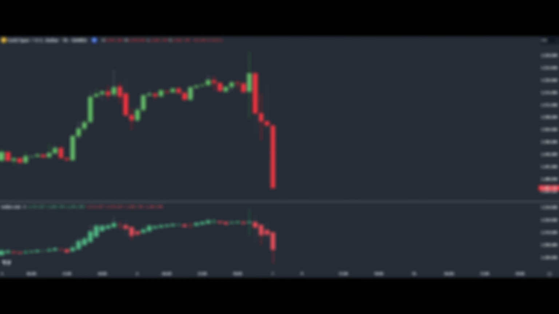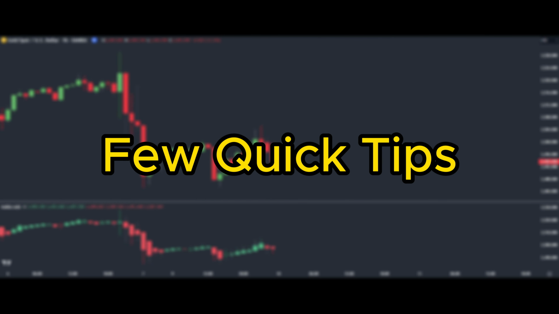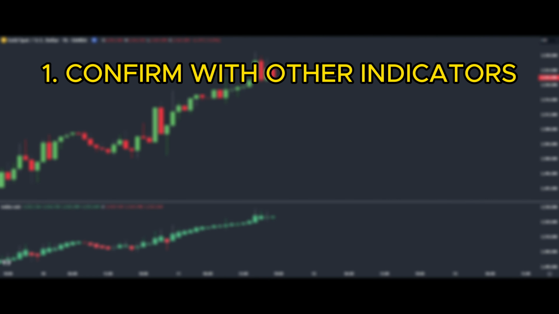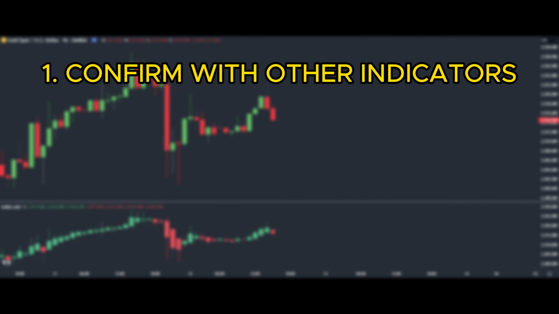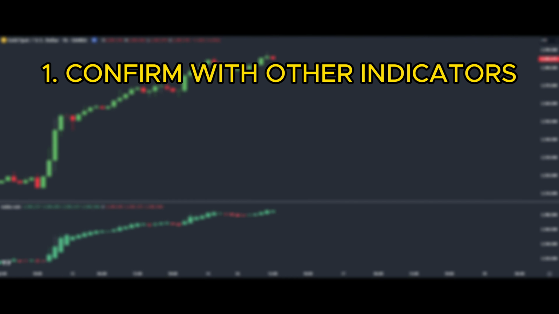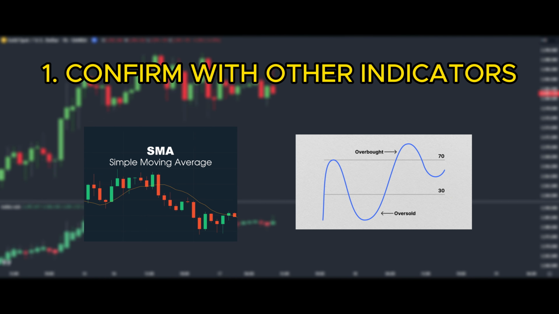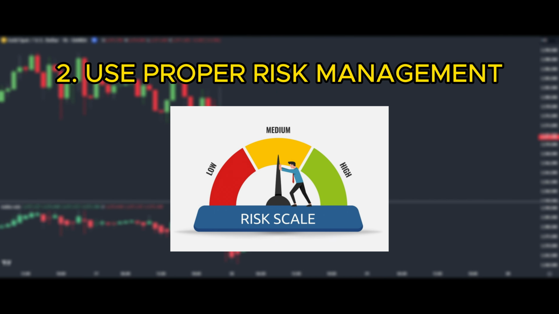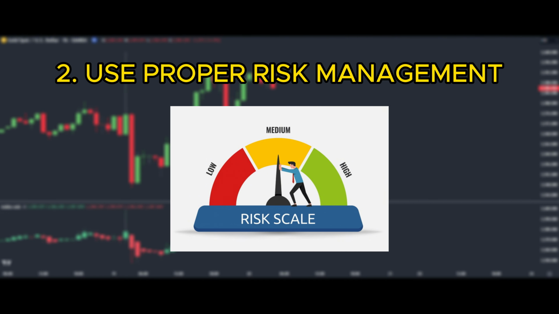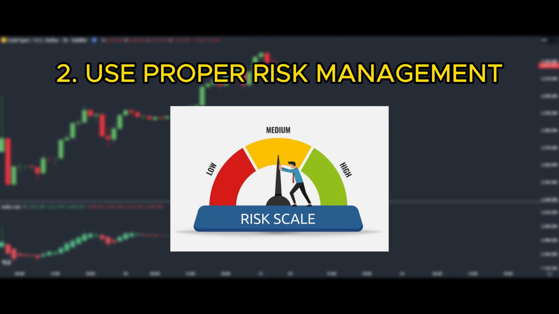Before we wrap up, here are a few quick tips to help you use Heikin Ashi effectively. Tip number 1. Confirm with other indicators. While Heikin Ashi is great for spotting trends, it's always good to confirm with other indicators like moving averages or the RSI for better accuracy. Tip number 2. Use proper risk management. Even the best strategies can have losing trades, so make sure to set stop-loss orders to protect your capital.